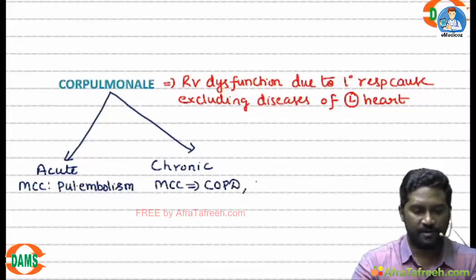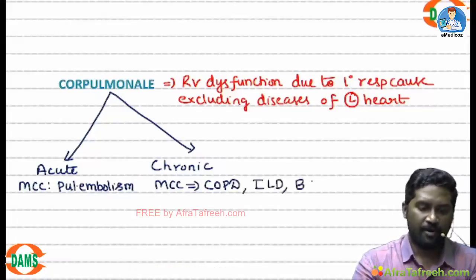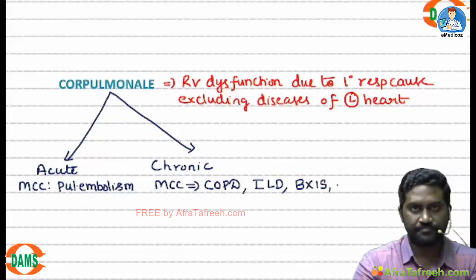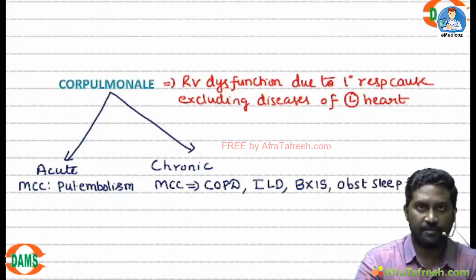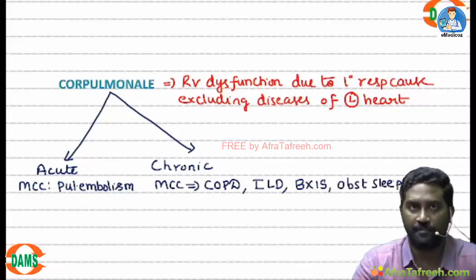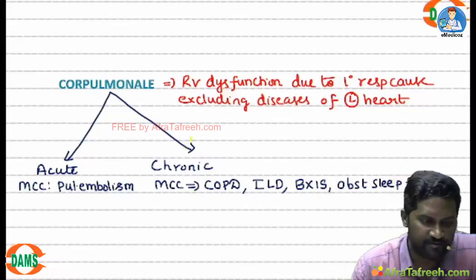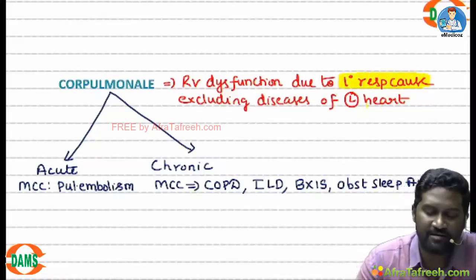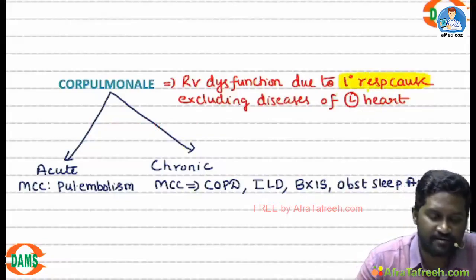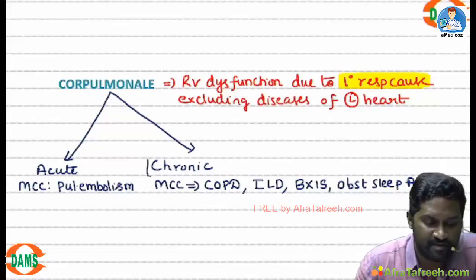Apart from COPD, interstitial lung diseases, bronchiectasis, obstructive sleep apnea. Now my question is, how will a respiratory disease ultimately result in right ventricular dysfunction, especially the chronic respiratory phenomena.